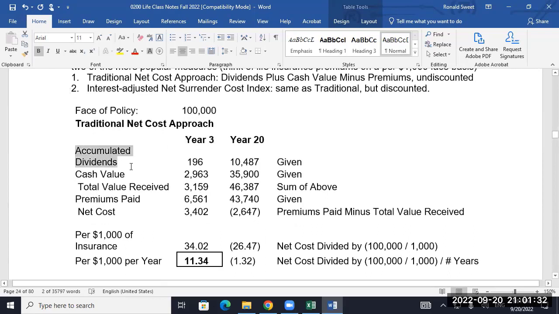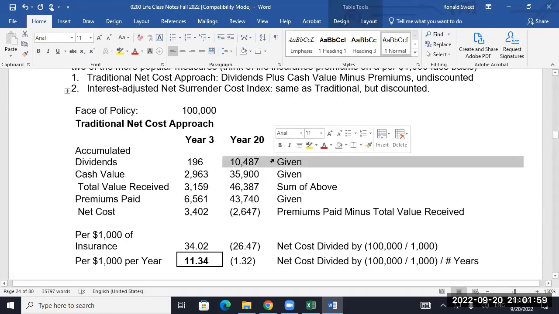So this product pays dividends, so it's participating. It has a cash value at the end of year 3 and at the end of year 20. And then you're paying premiums. So on the traditional net cost approach, nothing's adjusted for time value of money except for the cash value. The cash value is the actual number. So by year 3, this policy would have paid $196 in dividends. By year 20, it would have paid you $10,000. That sounds pretty impressive, but these policies do tend to pay pretty high dividends.